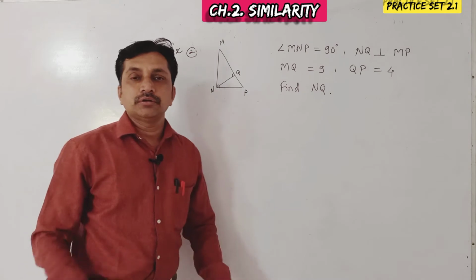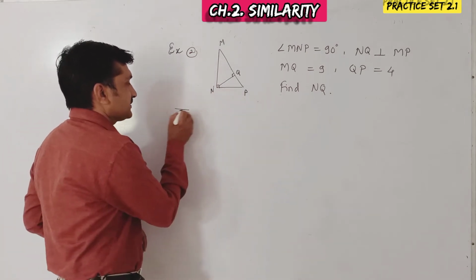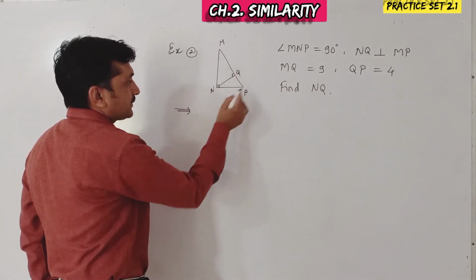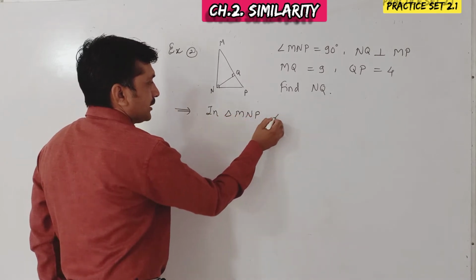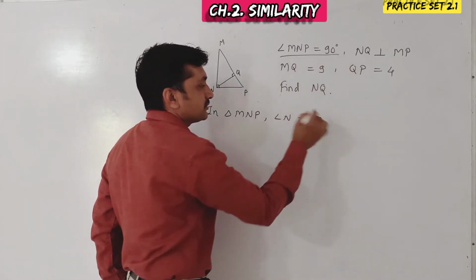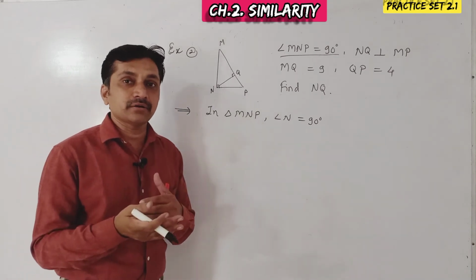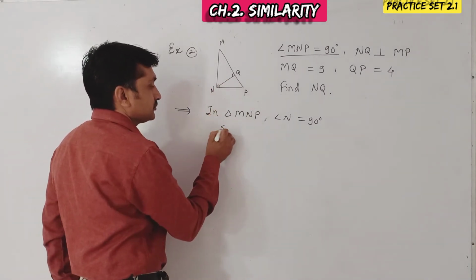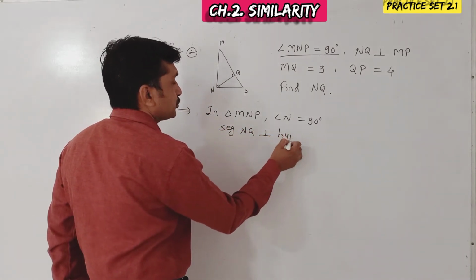Dear friends, now let's see example number 2. In this example, what is given, you see, in triangle MNP, angle N is equal to 90 degree. It is given in the example here, MNP 90 degree means it is a right angle triangle. And if in any right angle triangle an altitude is drawn to the hypotenuse, now here you see seg NQ is perpendicular drawn on hypotenuse MP.